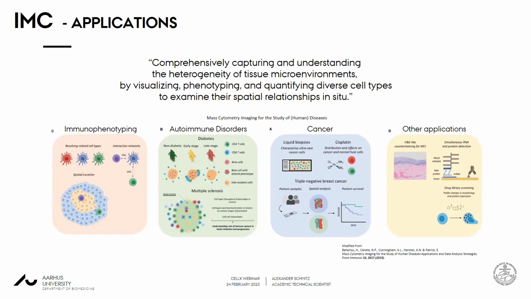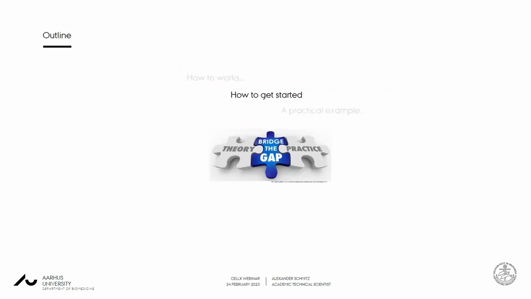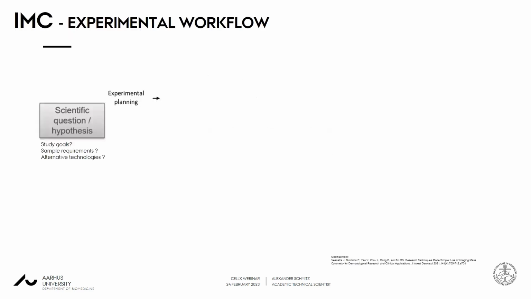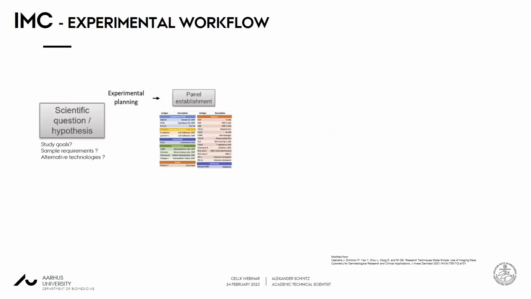But rather than going through literature, I would go more into the practical part and go more into how to bridge the gap between this theory and you using actually this technology. So in a normal experimental workflow, you start with your scientific hypothesis or your scientific question and say, okay, IMC can help me in getting these answers to this question. So you start your experimental planning and you usually start with a panel establishment where you put in all the markers you could think of that may be interesting to answer that question.